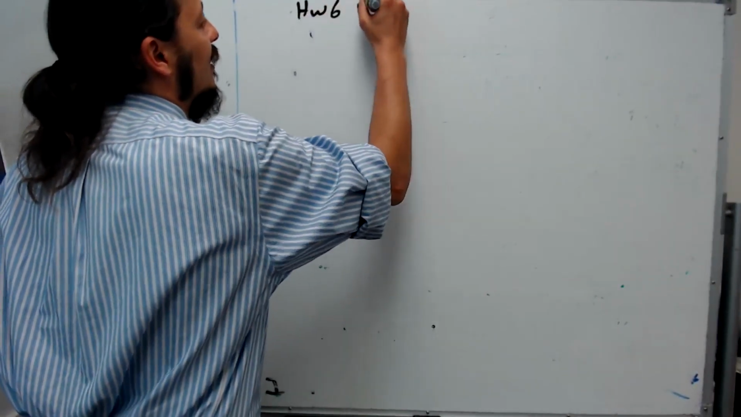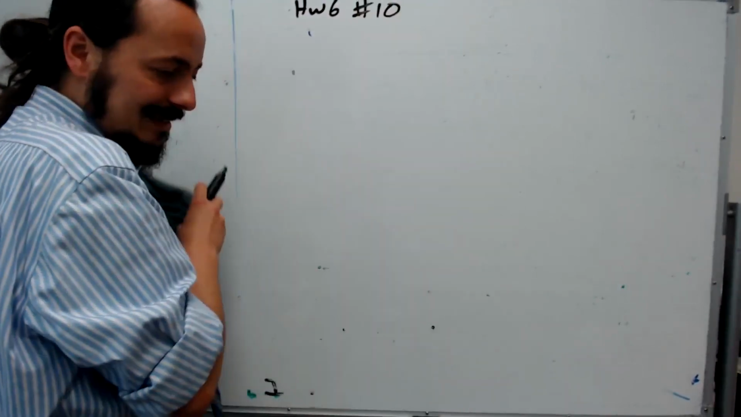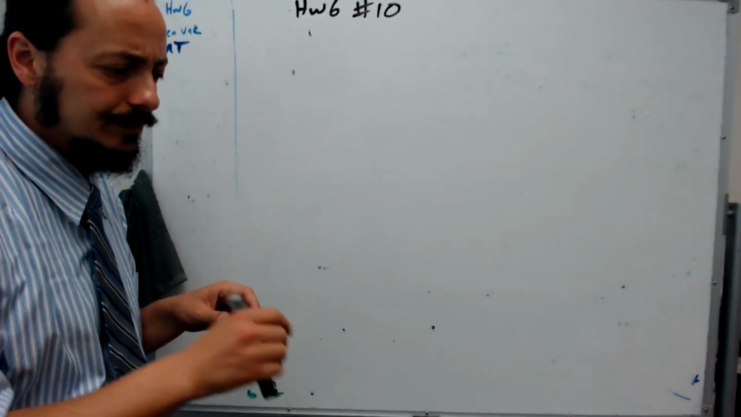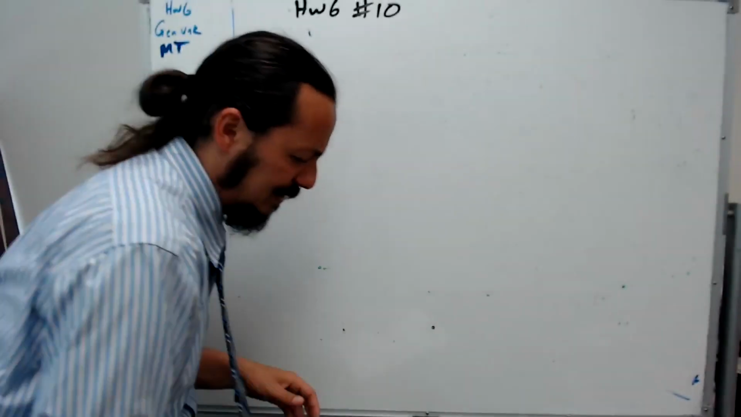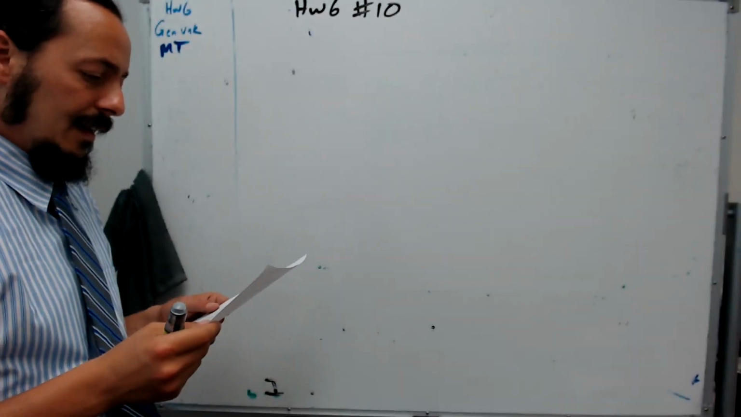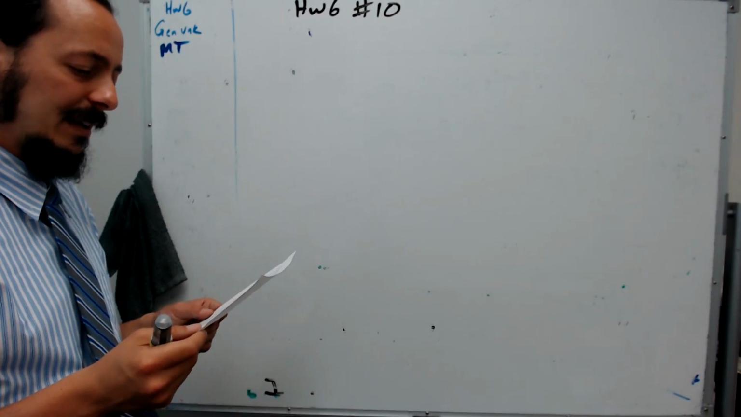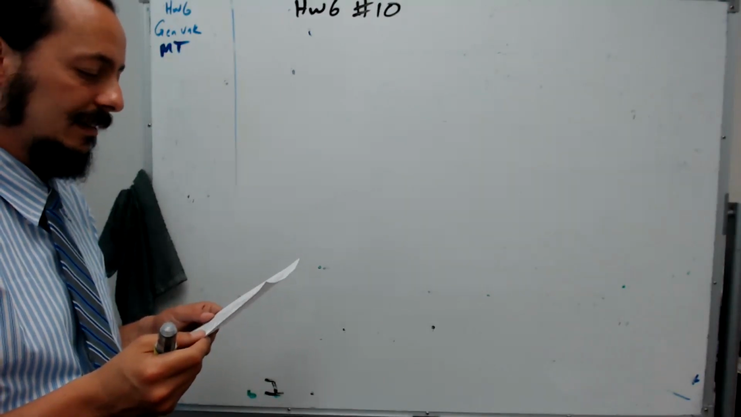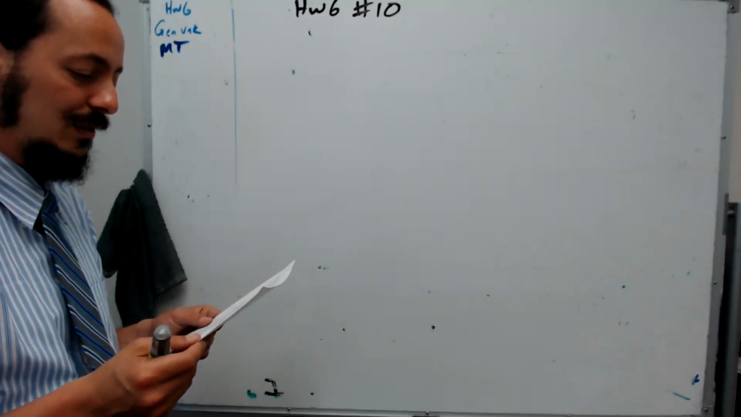Homework 6, number 10. Let's see, what is number 10? Do you want to see it or do you want me to read it? Yeah, here, let me just take a look at the paper. Number 10, transition metals on the common line sheet. Can you justify common oxidation states based on electron configurations?